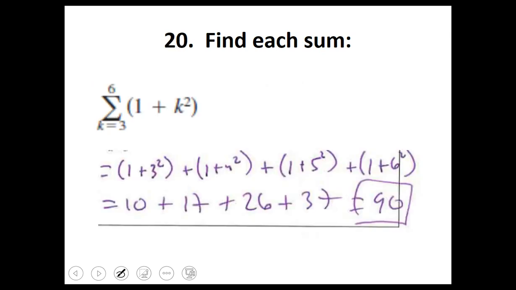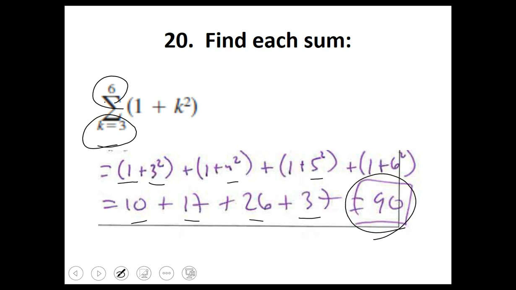And our final example, let's say you were asked to find the sum from 3 to 6 of 1 plus k squared. Again, notice we use k this time. So you're going to plug in all the numbers from 3 to 6, including 3 and 6. You're going to always have a 1 to start, and then whatever the term number is, you're going to square it. After you find each of those individual terms, the sigma, of course, means add them up, which means you get a total value here of 90.